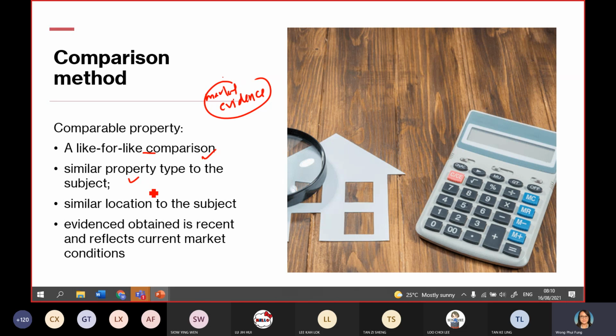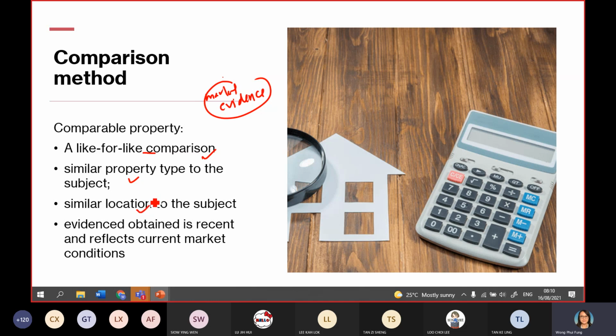Similar property type to the subject, just like I mentioned just now. If you are valuing industrial, you compare with industrial. You cannot value industrial and compare to residential. There are differences, correct or not? So that's why the comparison property should be of similar type and similar location.